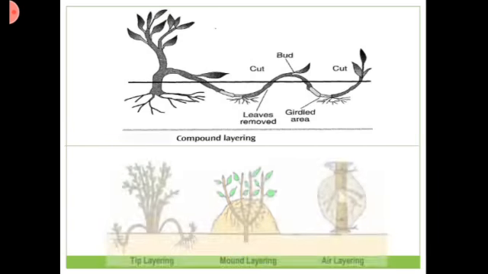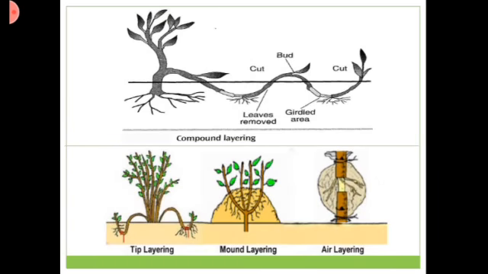There are different types of layering also, like compound layering, tip layering, mound layering, air layering. In tip layering, the tip of the stem is brought under the soil, and after that it will result in the formation of a new plant. Tip layering works by pushing the very tip or point of the stem underground and holding it in place with a pin.